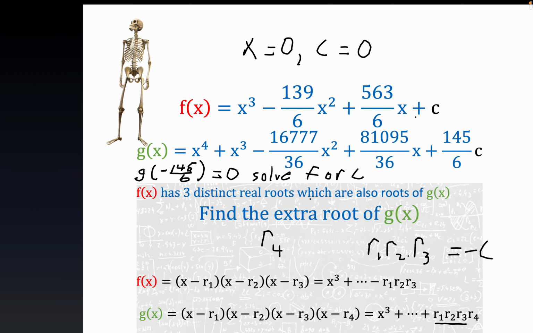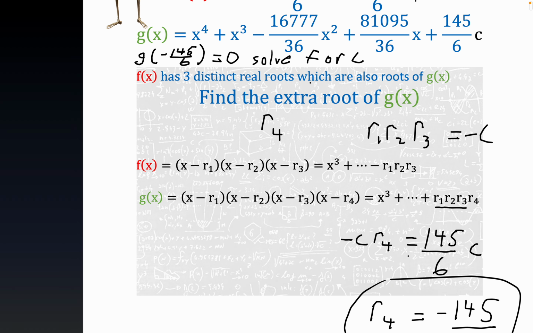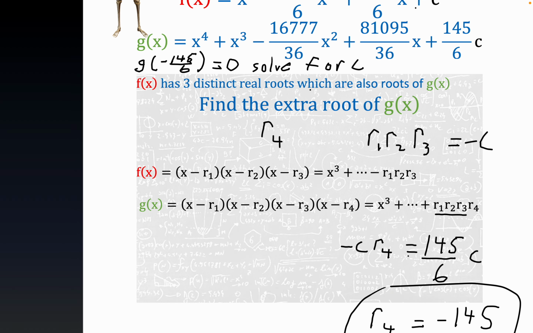So that is all for tonight. The extra root is, let me just write up here again. That extra root is minus 145 over 6.